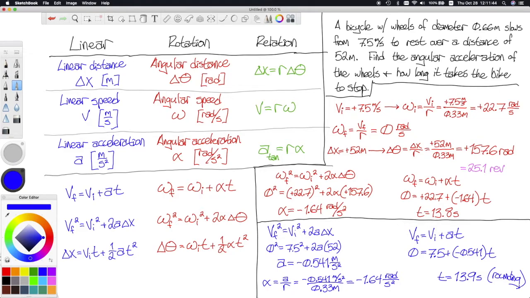So let's do one more problem here and see what we think about it, and then move on to our last topic for the day.